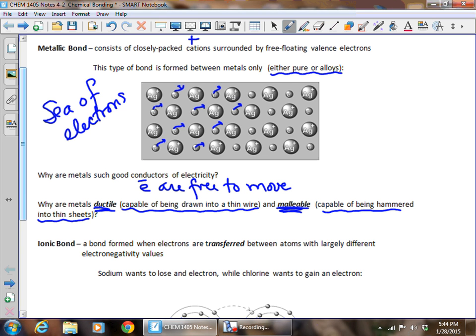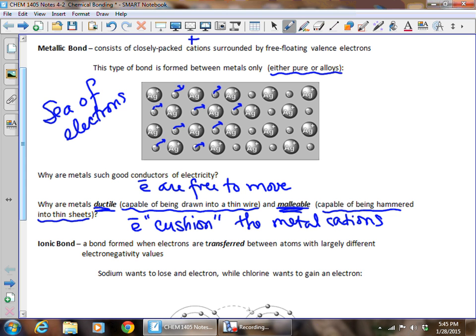So as you hammer and stretch these metals, the electrons move around and keep cushioning those metal cations so that they don't come in contact with each other. Because if they get too close to each other, they're going to repel because they're positively charged. So the electrons cushion the metal cations, keeping them from coming in contact with one another.